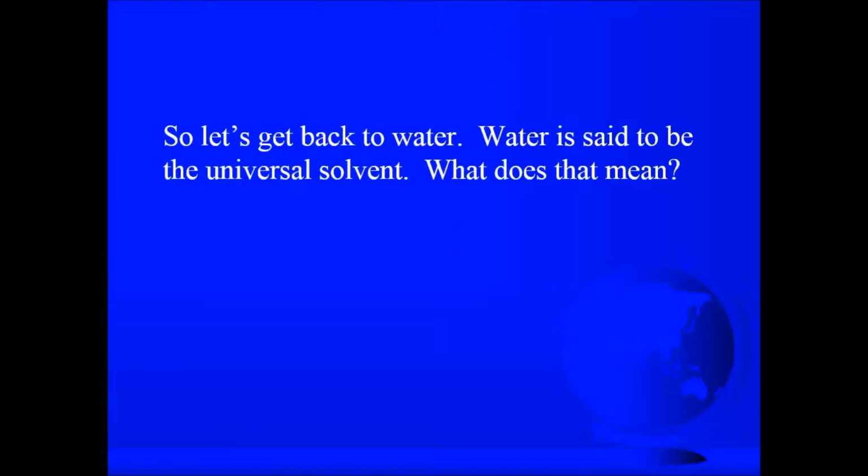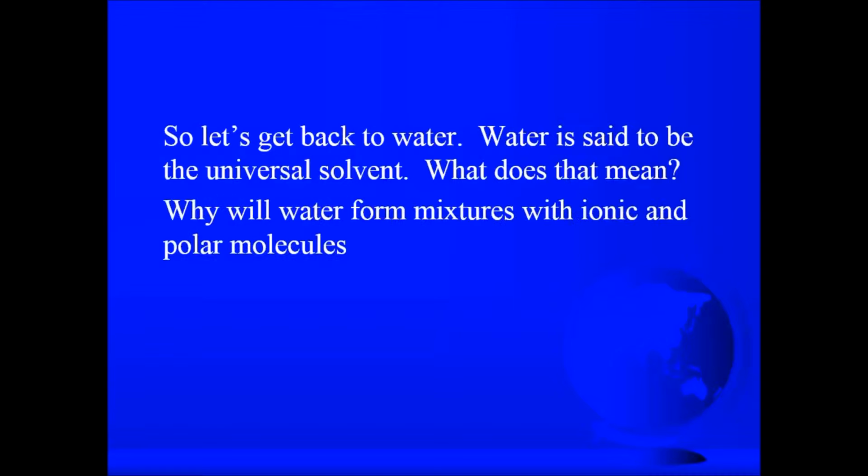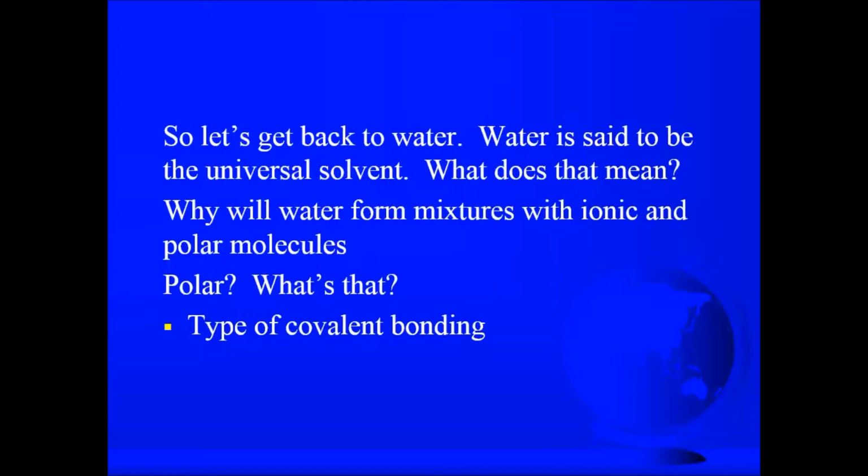All right, so let's get back to water. Water is said to be the universal solvent. What does that mean? Well, what it means is that water will form mixtures with ionic and polar molecules. Ionic we know, but polar, what is that? Well, polar is a type of covalent bonding. Covalent bonding? What is that?